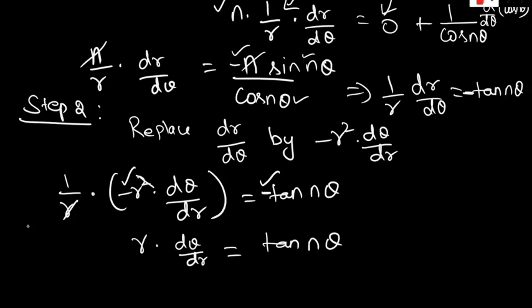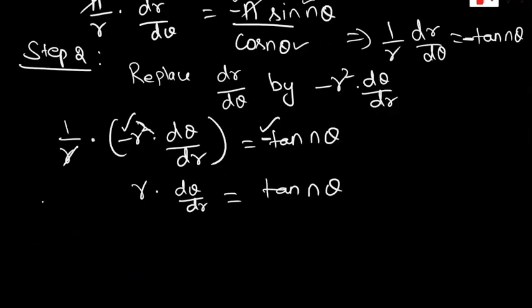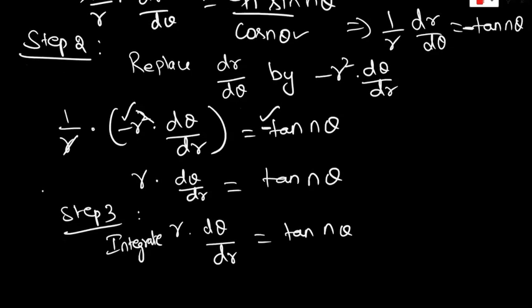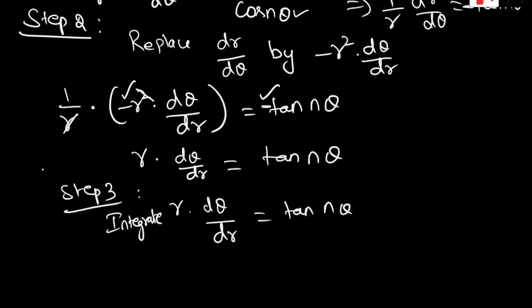Now this is a differential equation. Now what are we going to do? We are going to integrate using variable separable, because this is very easy. r into d theta by dr is equal to tan n theta. This is your step 3, integrate. We are going to segregate. So what will we do? Push this dr to the other side.